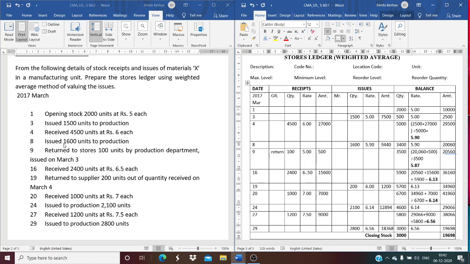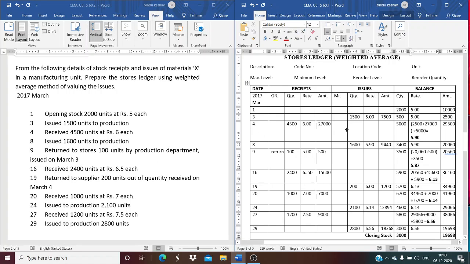March 8th, issued 1600 units to production. So whenever we are issuing, we have to issue as per the weighted average price. So 1600 at rupees 5.90, the weighted average price 5.90 is taken here, 9440. The remaining quantity is 5000 minus 1600, 3400, and the weighted average price remains the same, 5.90, 20,060 is the value.